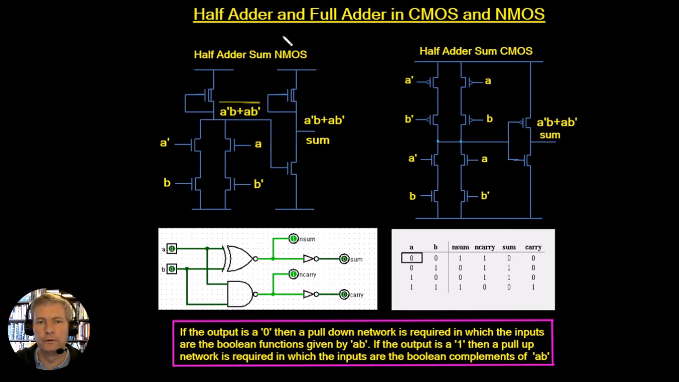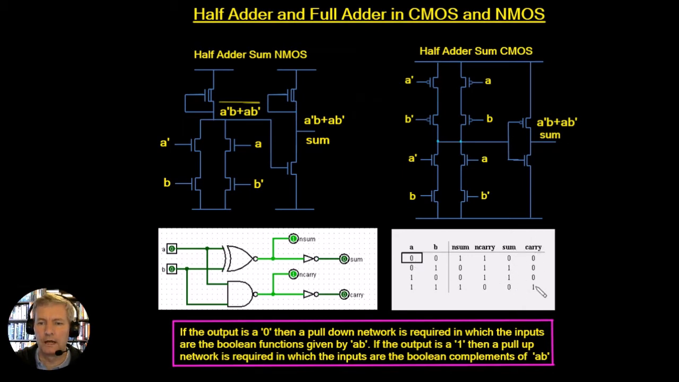Now let's look at the half adder and the full adder in CMOS. We'll do a comparison with the NMOS circuit which we've seen in a previous video. So we'll start off with the truth table that we have here. We've got our A and our B inputs and we're going to add them together.